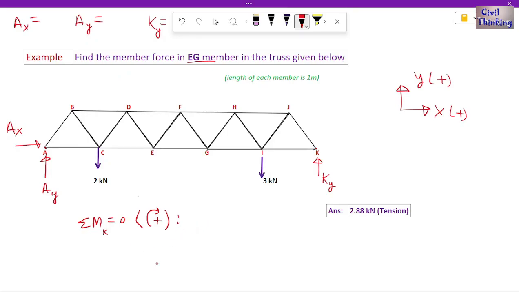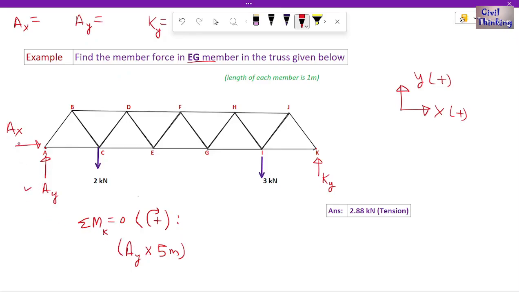Now AY is going to exert a clockwise moment at K, right? So AY multiplied by, how far is AY normally from K? It is 1, 2, 3, 4, 5. AY is at a normal distance of 5 meters from K. Because we are finding moment about K, we had to find the distance between them. So AY multiplied by 5 meters. We found the moment due to this.